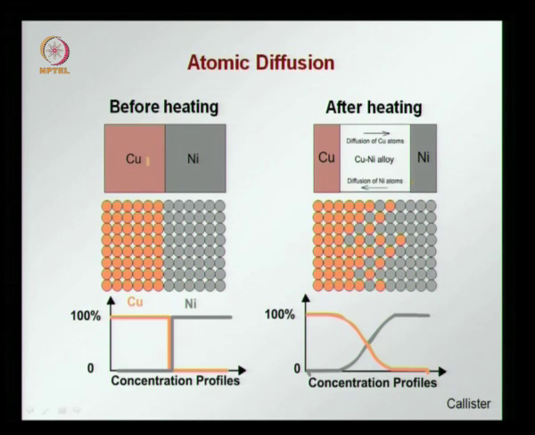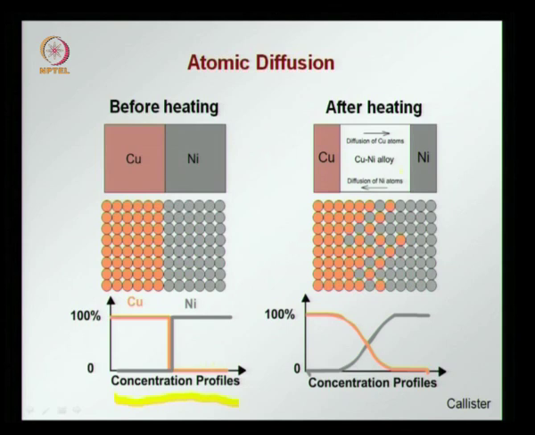We have copper and nickel, two bars say of copper and nickel put next to each other, pressed together and heat applied. Before diffusion occurs, we find that 100% of the left hand side is copper, on the right hand side you have 100% nickel. So, the concentration profile looks like this, you have 100% copper and 100% nickel on the right hand side.